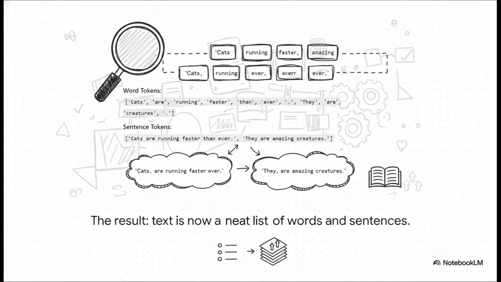The machine doesn't see a paragraph anymore. It sees a nice, neat, ordered list of individual words, and below that, a list of two completely separate sentences. The text is totally deconstructed and organized. The first step is done.